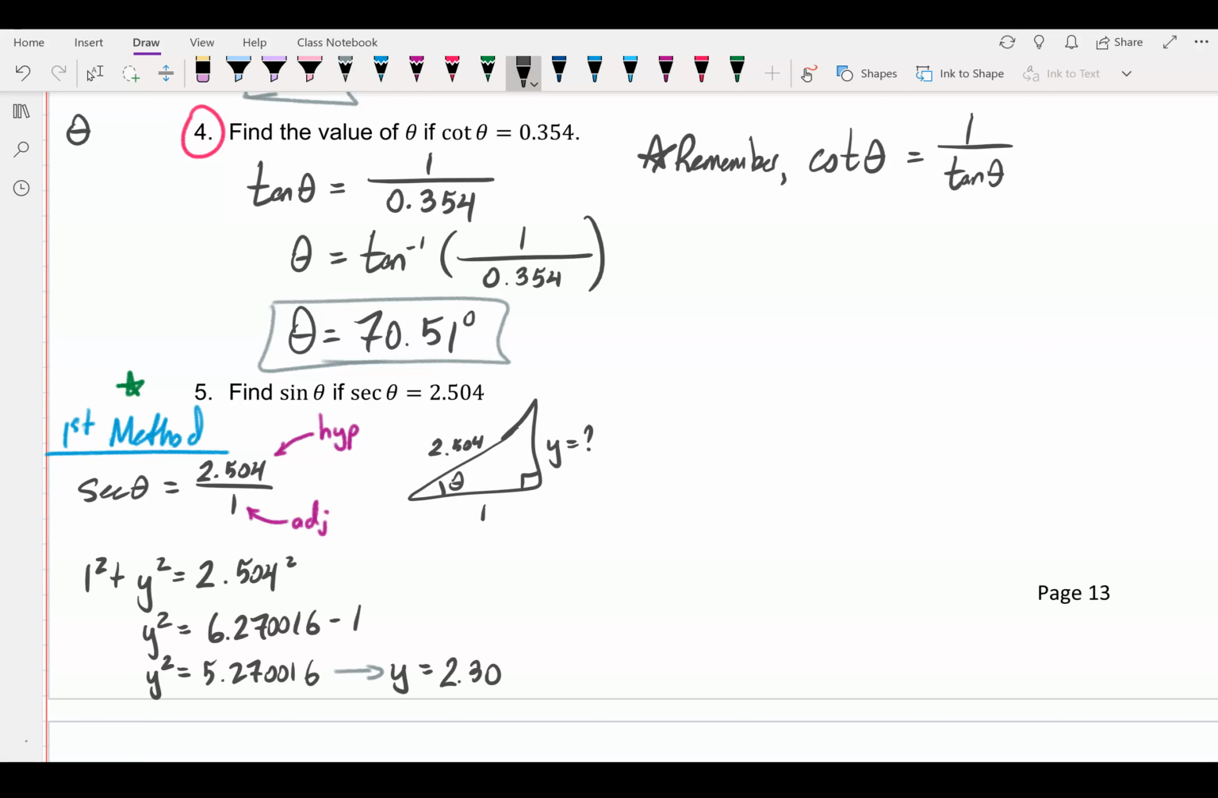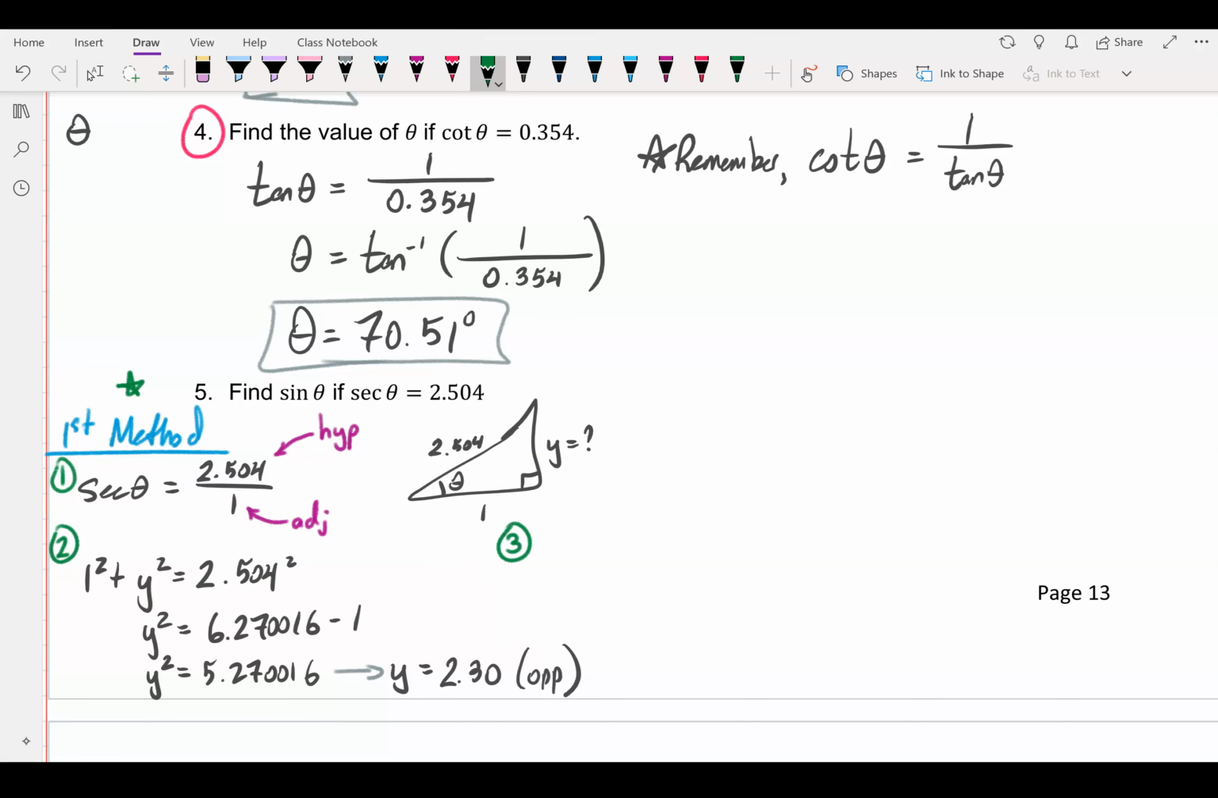Okay, so now that I've got that, I have that it's the opposite side, okay? This is the opposite side. And the reason that's important is I can now get sine. Now I know this is quite involved. I don't actually prefer this first method. I'm just doing it so that you can see that this is one way you could do it.